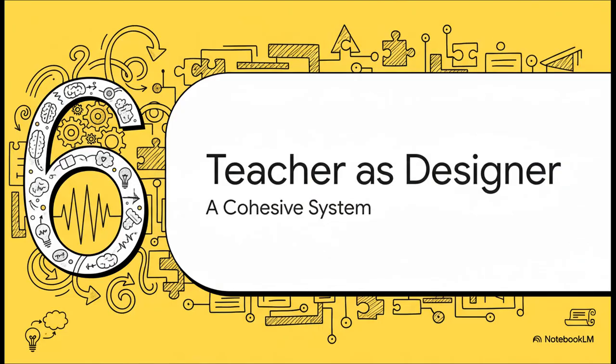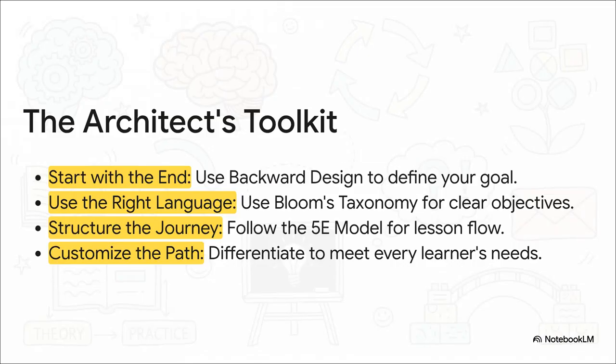So, let's just zoom out for a second and look at what we've built. This isn't just a random collection of teaching hacks. It's a powerful, interconnected system, a whole philosophy of design. Each tool in our Architect's Toolkit has a specific job. Backward design is our master plan. Bloom's taxonomy provides the detailed engineering specs. The 5E model is our step-by-step construction schedule. And differentiation, that's how we customize the final building for the people who are actually going to live in it. When you use them together, you're not just teaching, you're truly architecting understanding.